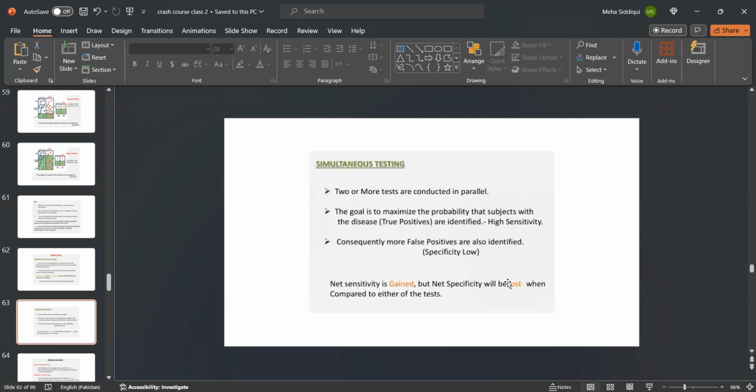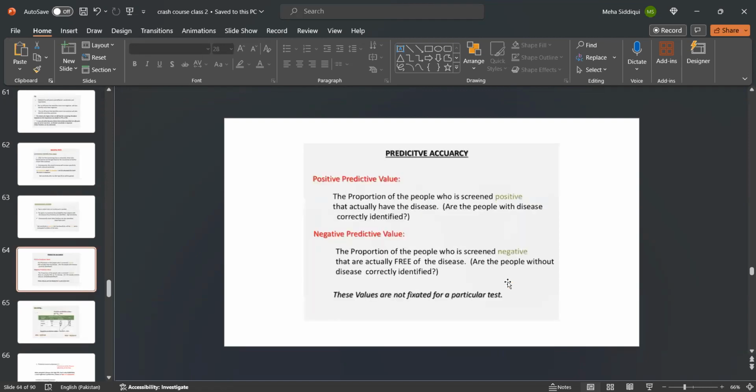Simultaneous testing. In this, two or more tests are conducted in parallel. The goal is to maximize the probability that the subjects with disease, true positives, are identified, that is, high sensitivity. So in this, net sensitivity is gained in simultaneous testing, but net specificity will be lost when compared to either of the tests.